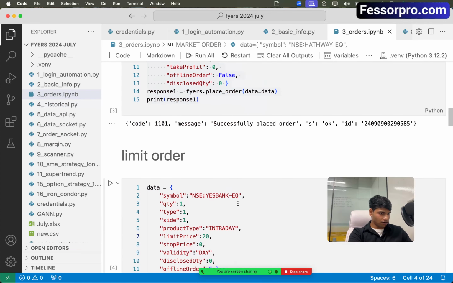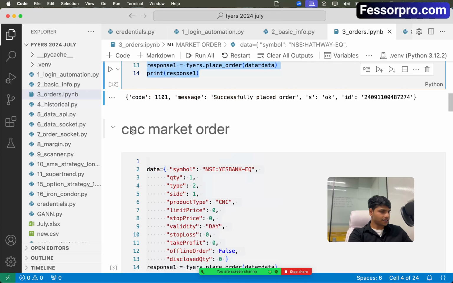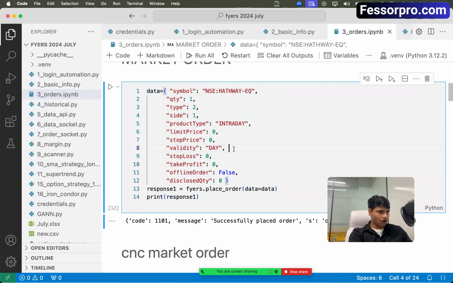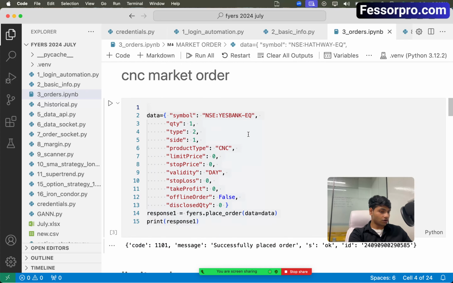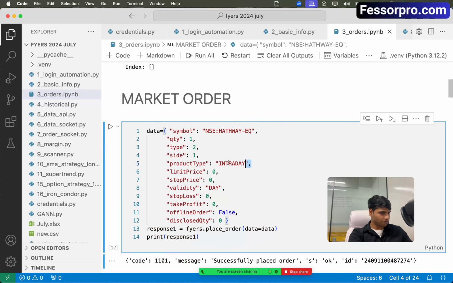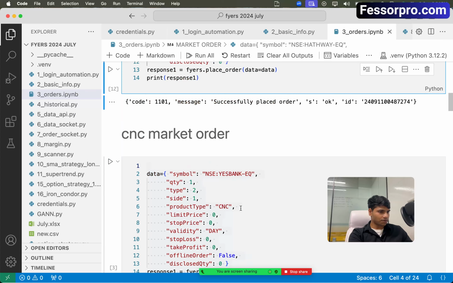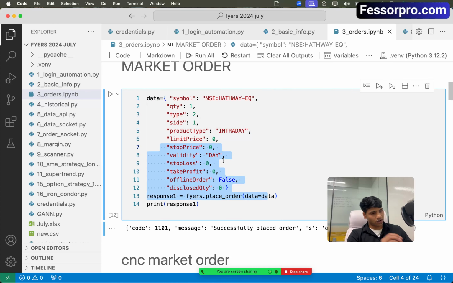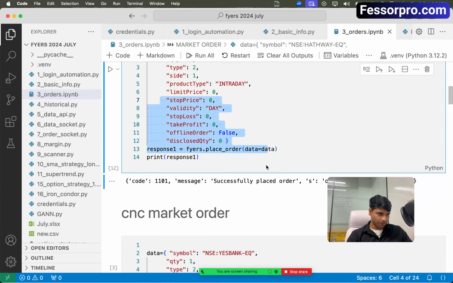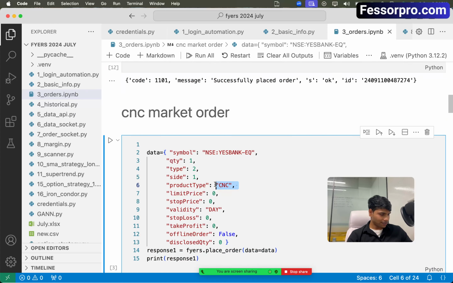Now, before market order, you can also place a CNC order. So here, the order validity was day. Now I've changed the product type. So here the product type was intraday, and here the product type is CNC. Now what is the difference? When you place an intraday order, the order will be squared off by the end of the day. Whereas if your order type is CNC, it means you want to carry forward this order.